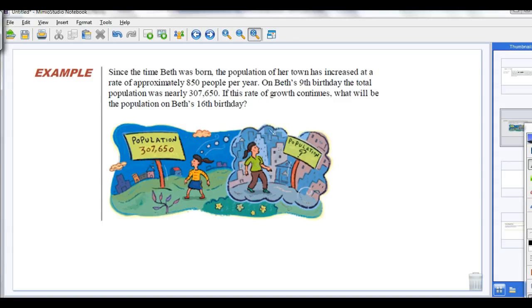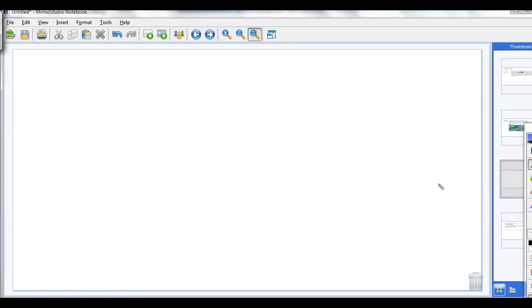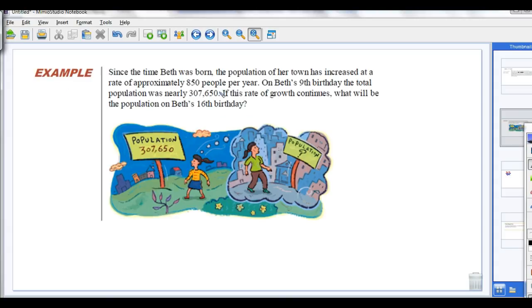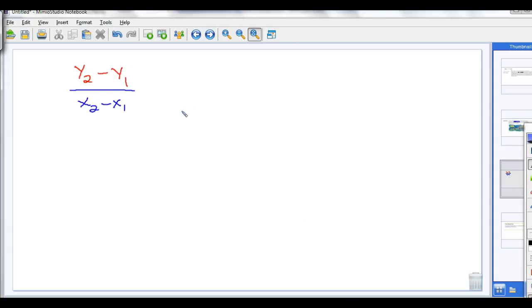All right, so let's remember the slope formula. That's y2 minus y1, divided by x2 minus x1, and we said that was our slope. So if we go back here, do we know how much it's changing per year? Well, right here, 850, that is our slope. That's our rate of change. So I know that when I do this whole thing, I'm going to end up with it equaling 850. So we have y2 minus y1 over x2 minus x1 equals 850.